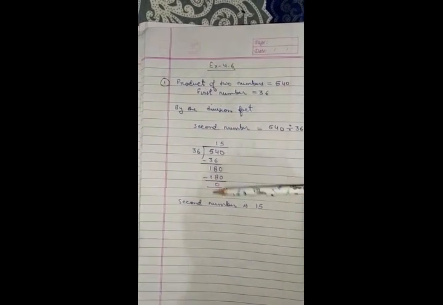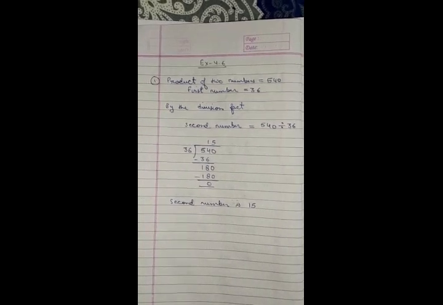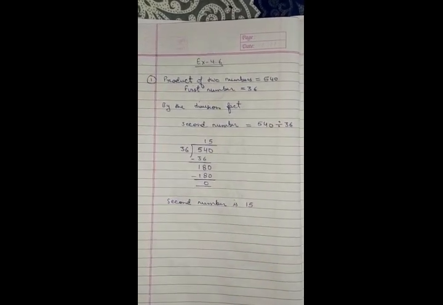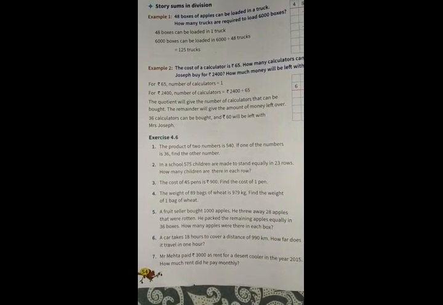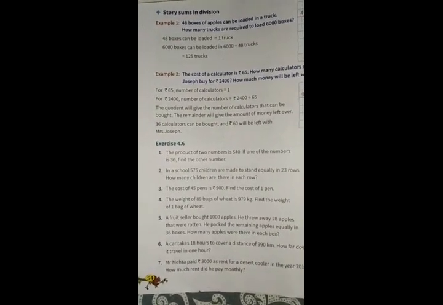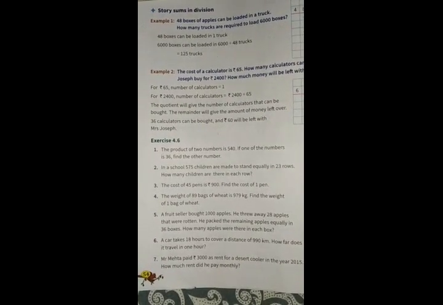You can divide these numbers as you did in the last exercise by using rounding quotient, or you can directly divide. Question number 2. In a school, 575 children were made to stand equally in 23 rows. How many children are there in each row? Total number of students is 575 and rows are 23. We have to divide these children in 23 rows equally.